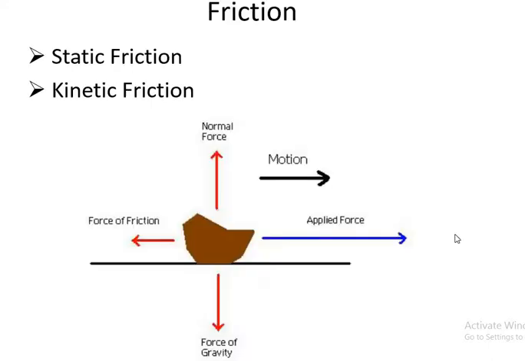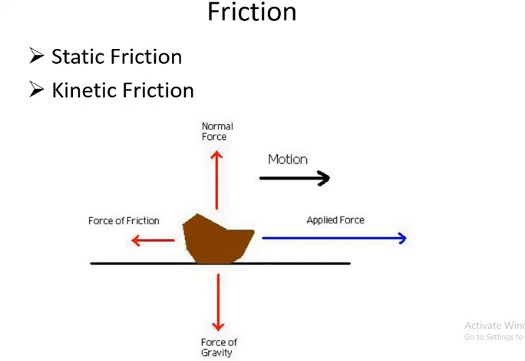So what are the different types of friction? In the last classes we studied static friction and kinetic friction, but we have to know how they actually act. From this figure we see the applied force and the force of friction. The body is resting on a surface, the force of gravity, the weight of the body, acts downwards, and due to this weight a normal force always acts in the opposite direction. So when the body is at rest, there are the force of gravity and the normal force.